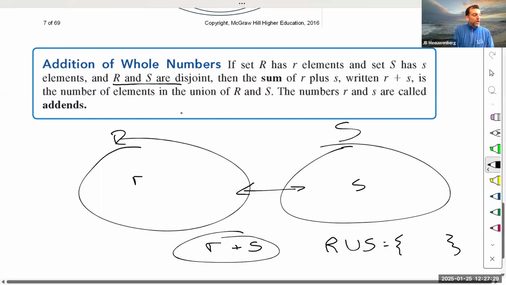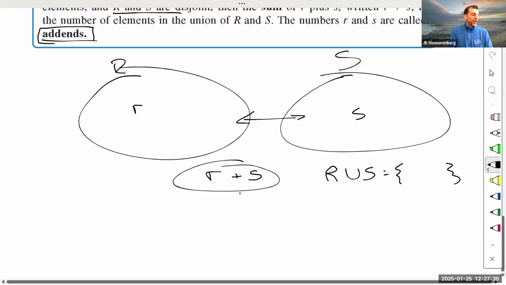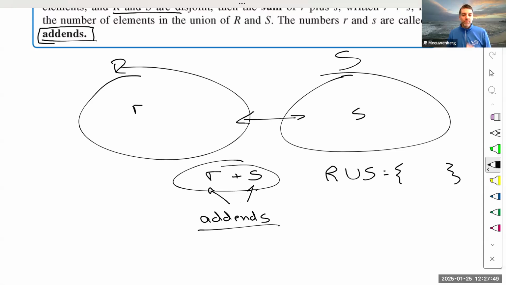And we also see another term, addends. So this word addends is the numbers that we are actually adding, okay? The numbers r and s are called addends. Okay. So it is so important that those sets are disjoint, that they don't have any elements in common. If they did have elements in common, then you couldn't determine the total number of elements in 2 sets by simply adding them. And let me show you what I mean by that.